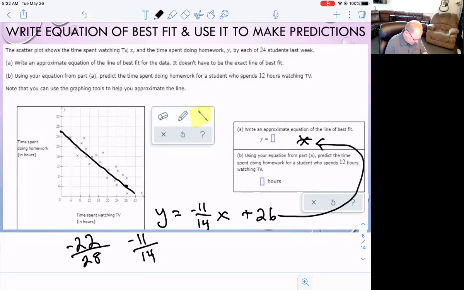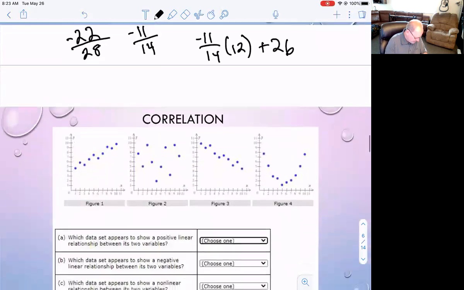Okay, now I'm going to put a 12 into my equation. So do this in your calculator. Negative 11 over 14 times 12 plus 26. And then, you know, you may have a different equation than me. So if you do, that's cool. That's fine. What you're going to do is put what you get in there.